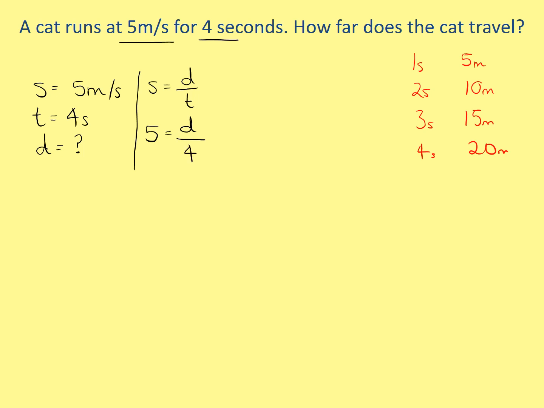Now the way we rearrange this to solve for distance up here is we do 5 times 4, and that is going to equal our distance. So the distance in this case is 20 metres. So I get the same answer that I got over here, but this way is much quicker if you have a large time given to you. So this is the way that I expect you to do your calculations.